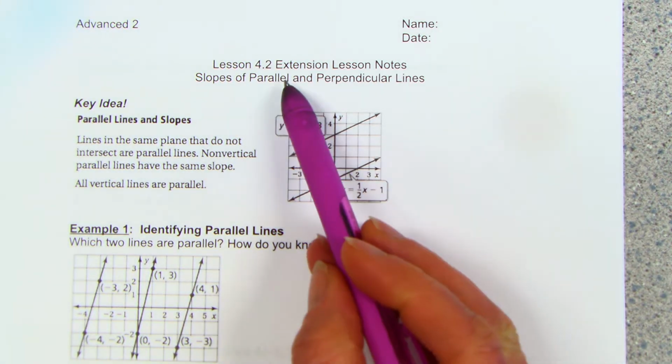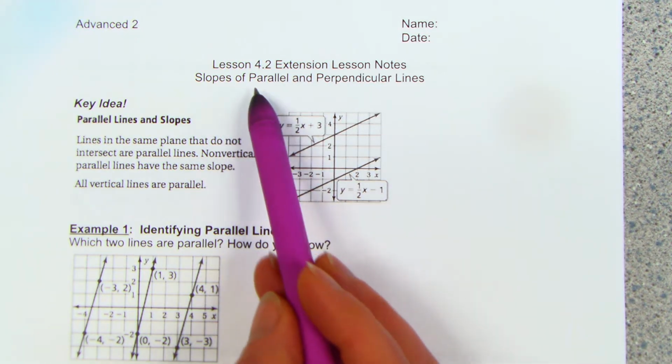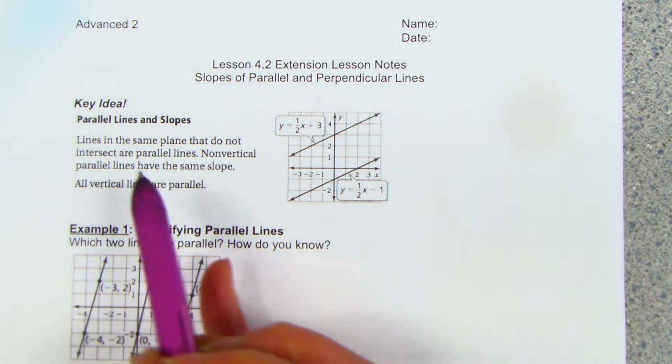These are the lesson 4.2 extension notes. We're looking at slopes of parallel and perpendicular lines. I think this set of notes is a little fiddly. It is not my favorite, but we are going to do it anyway.